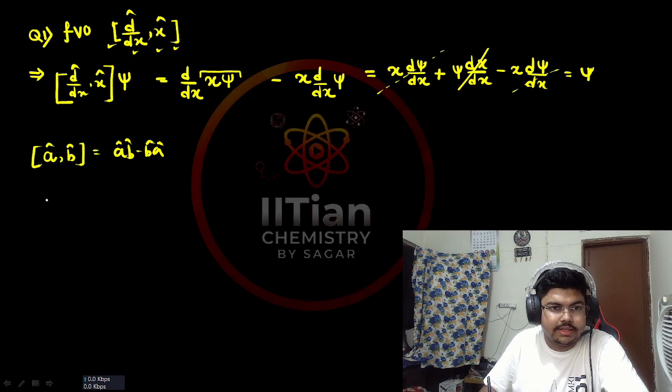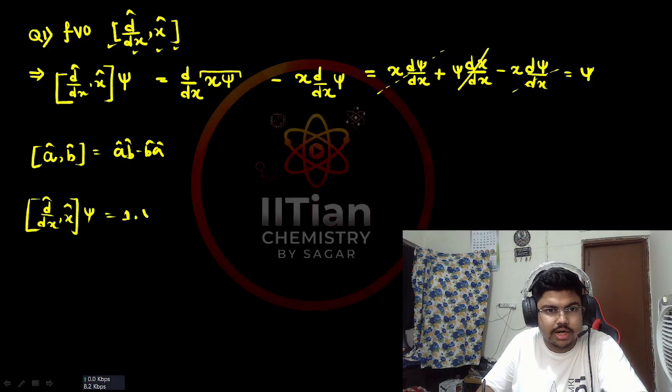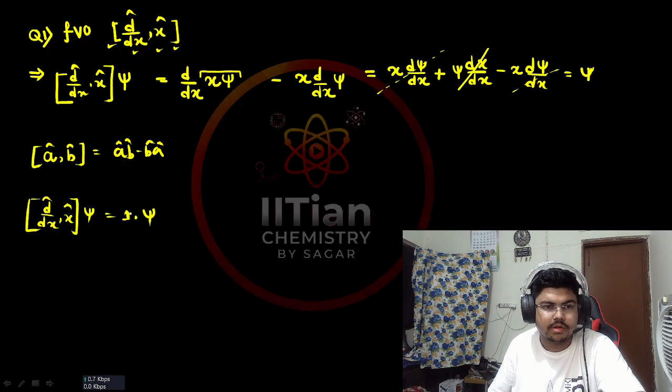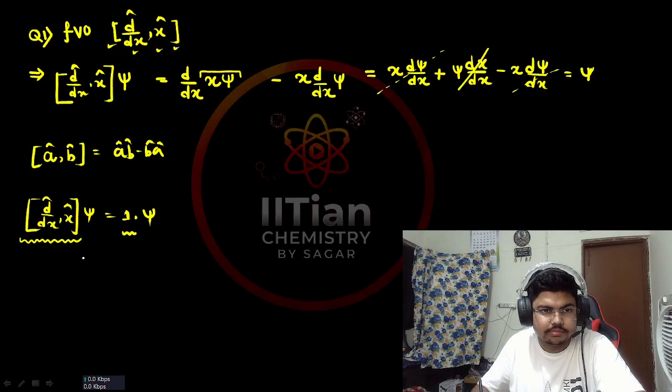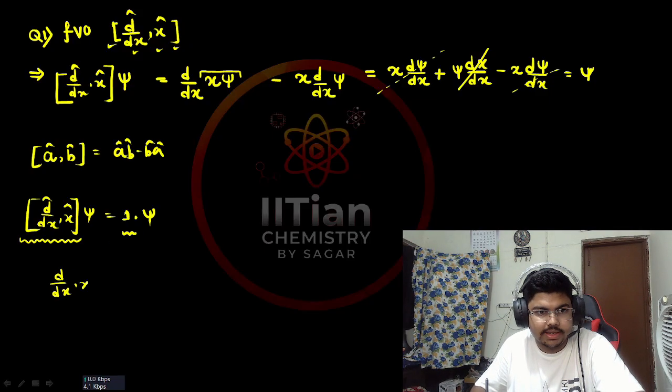So we are writing like this. d/dx, x of psi equal to 1 into psi. You can write it like this. Fine. No problem. So what is the value of this part? 1. So we will be writing d/dx comma x, commutator, its value is 1.